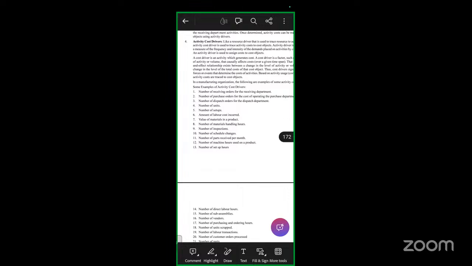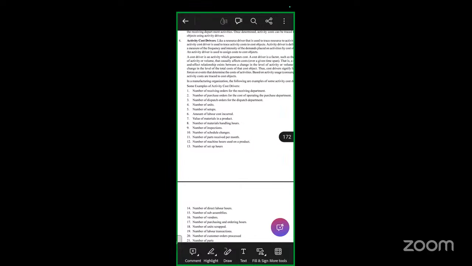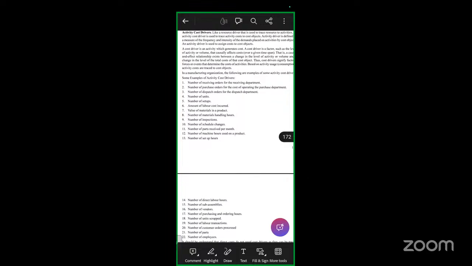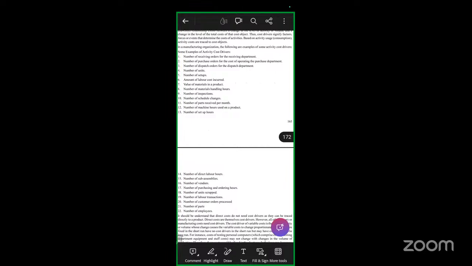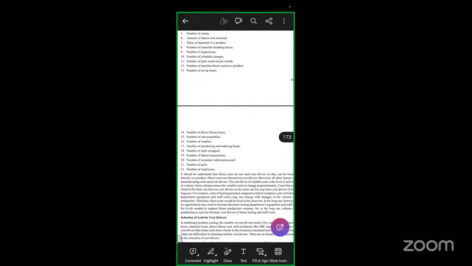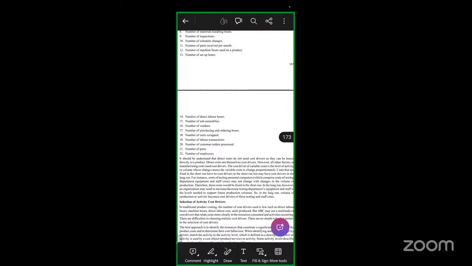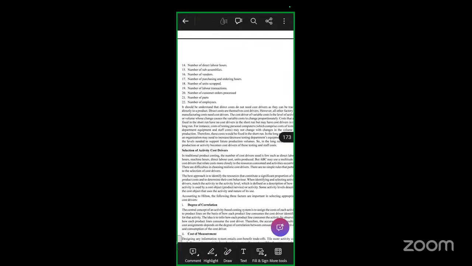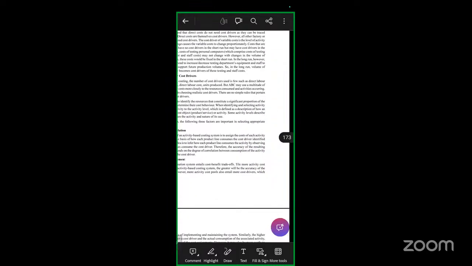Number of receiving orders for the receiving department. Number of purchase orders for the cost of operation of the purchase department. Dispatch orders for the dispatch department. Number of units, setups, labor cost incurred, material handling costs, inspection schedule charges, schedule changes, and parts received per month. Machine hours used for a product, direct labor hours, vendors, purchase order hours, units, like this.